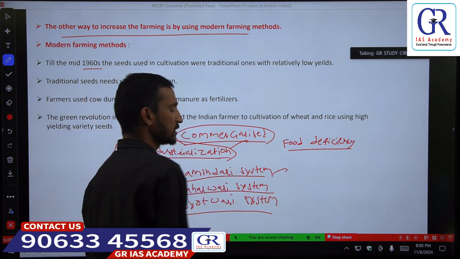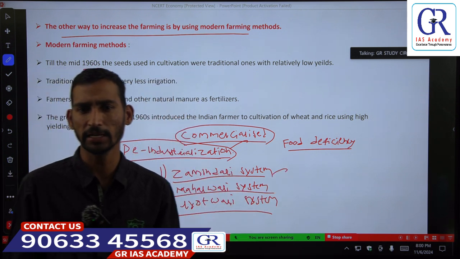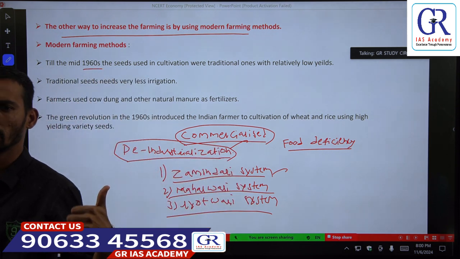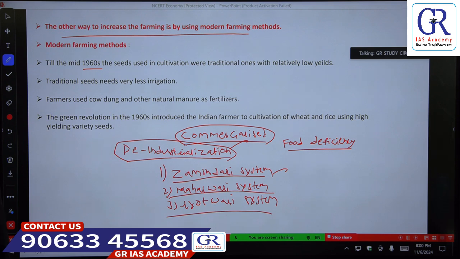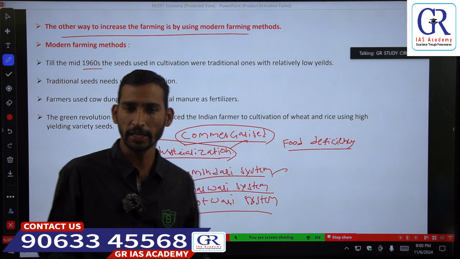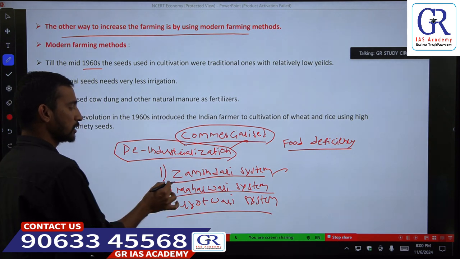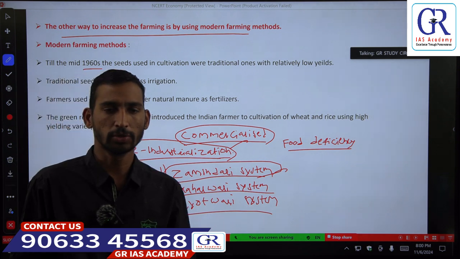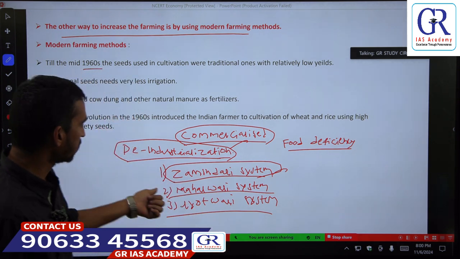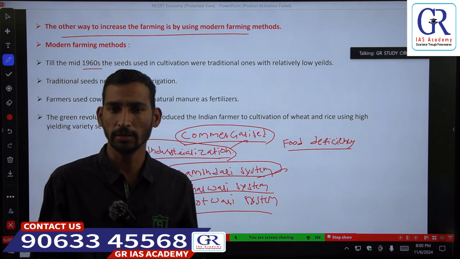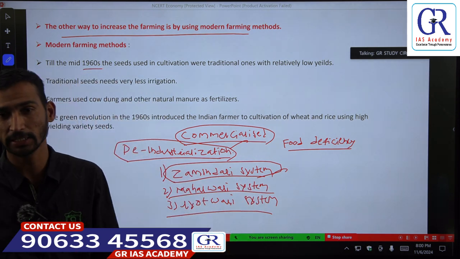The most common one is the Zamindari system. We can see the Zamindari system in most parts of the country, even in the earlier Hyderabad state. In the entire Hyderabad, the Zamindari system existed, as the Nizams were ruling at that time.